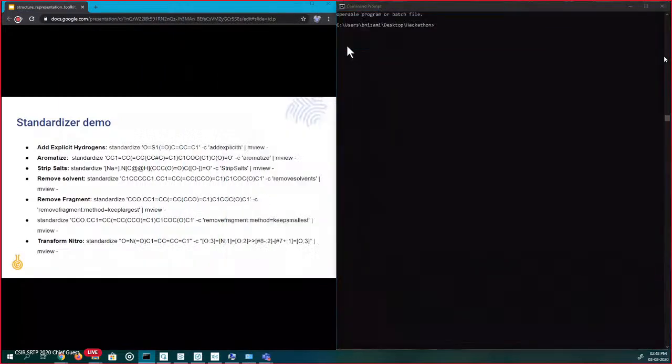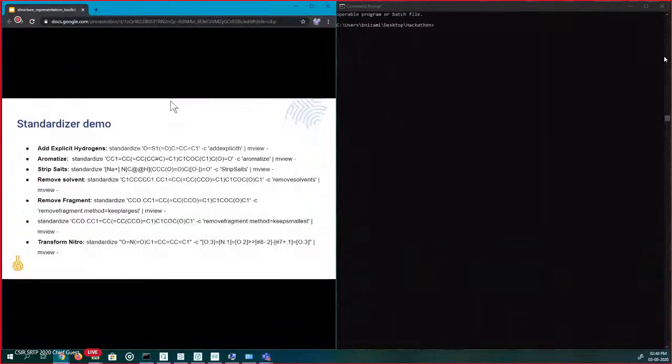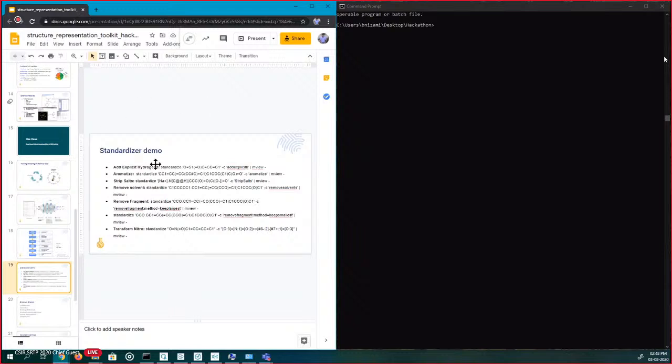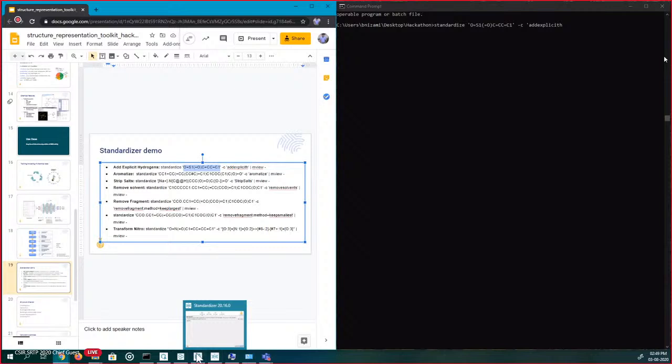So the first example is this line here. I'm going to copy this line. Of course, you don't need to remember the command, but I will explain what all these inputs are doing, so it's easier for you to start learning when you look at the documentation. So this is the command, standardize, for standardizing a molecule, and this is my input molecule. So this is the SMILES string, but I will show you how these molecules look so that when you see the output, it's easier for you to understand them.